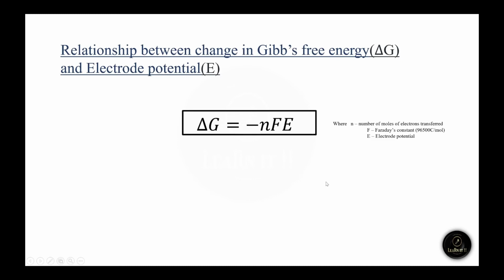Here we already know that when the concentration of Zn+2 is equal to 1, which means at standard condition, delta G equals delta G naught. So the above relationship becomes delta G naught is equal to minus NF E naught, because at standard condition it was delta G naught. So at standard condition we call it the standard electrode potential.